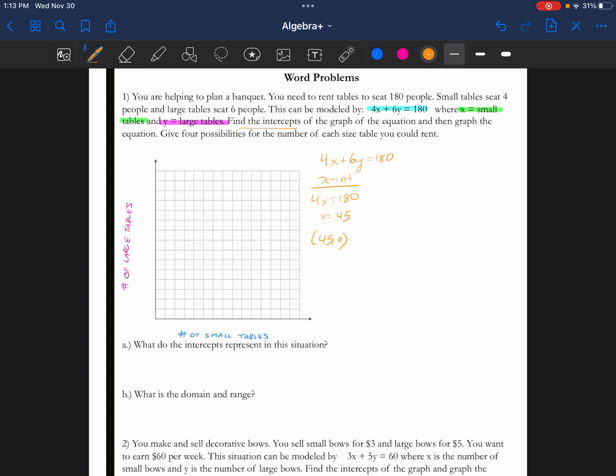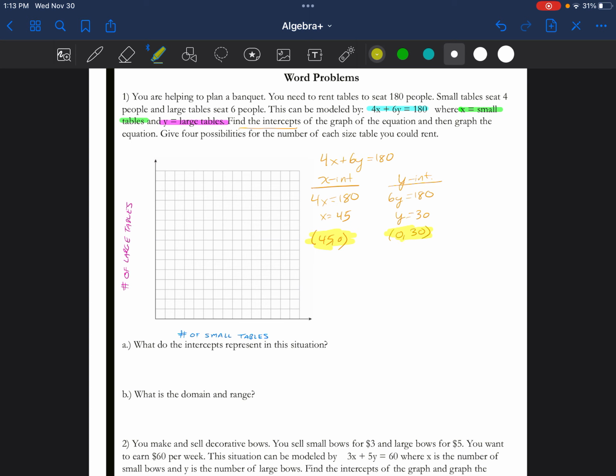Let's find our y-intercept. Do the opposite, right? If I use a cover-up method, I'm going to cover up x, or I can put in 0. Either way, I end up with 6y equals 180. So y is equal to 30. So my coordinate point is 0, 30. And I can highlight those just so that I have it.